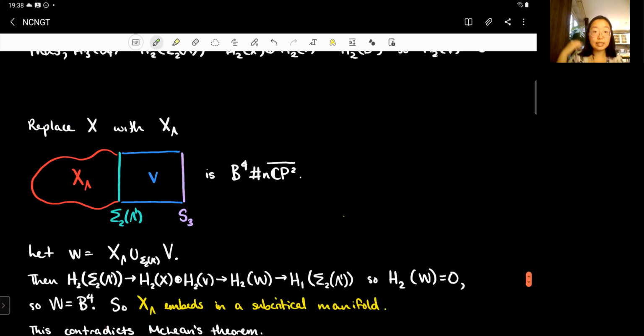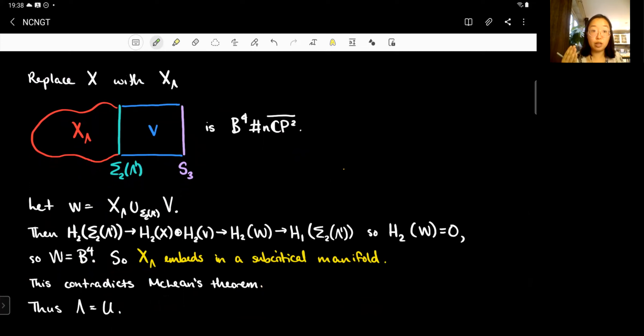So we're going to replace X in the previous picture with our filling X lambda. So we're going to carve out X and glue in X lambda. Now this is something still with boundary S3, so it has to be a four-ball blown up some number of times. We're going to call this new manifold W. And from here, we can construct another exact sequence. Because a whole bunch of things are 0 again, we get that H2 of W has to be 0. If H2 of W is 0, that means that W has no exceptional spheres. So in fact, W has to be the four-ball.